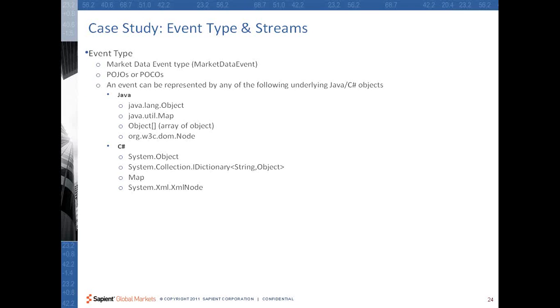So in this case study, the event type of interest is the market data event. This event could be represented as a POJO or a POCO, depending on whether we are using Java or C#. In Java, you could use any of the following constructs: object, map, object array, or a node. It is important to note that these types of events are supported in Esper. Similarly, other CEP engines may offer varying degrees of support. The stream could be a market data feed that is taken from the market data.